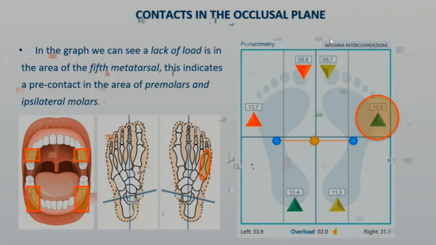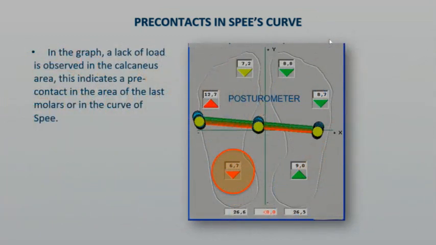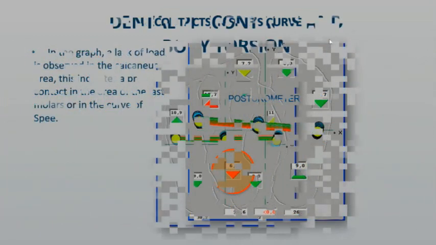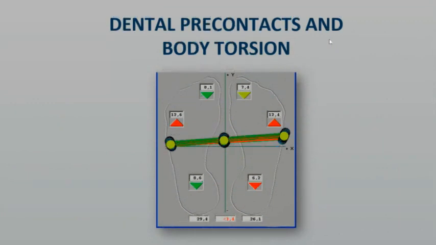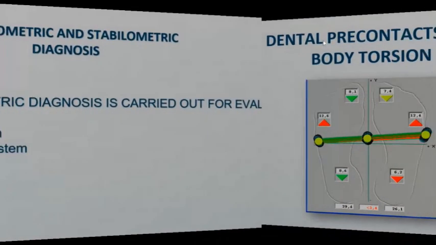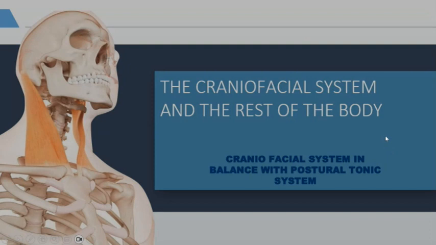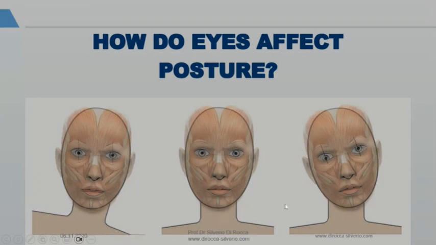Look at here and here. We can see with an instrument different situations. Look at how the pre-contact makes a torsion in the body from this to this. We can study a lot of things with the posturometer. Craniofacial system: the craniofacial system is the big disturber, and I want to teach you how to make a quick diagnosis of how they affect the posture.